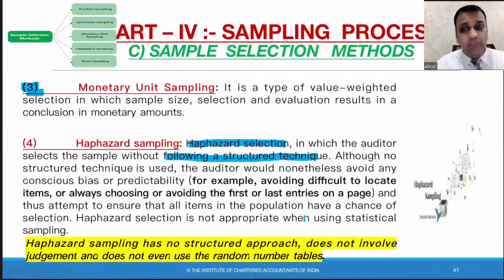So if you are using statistical sampling, haphazard sampling is not appropriate because it has no base. It does not involve judgment. It does not use random number tables. What we say in Hindi with blind eyes, आंखें बंद करके आंखें मूंद के कुछ भी select कर लें. That is haphazard selection.